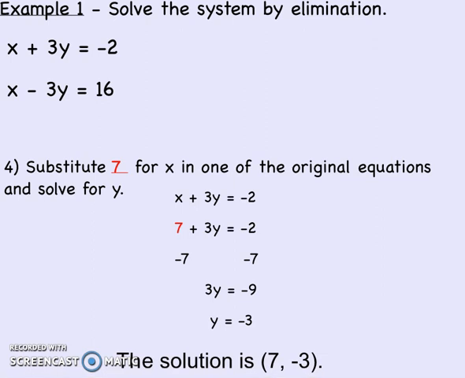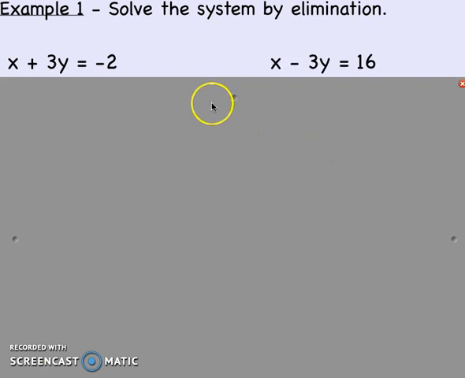So the solution is 7, negative 3. We always want to make sure that our answer is correct, so next I'm going to check. I'm going to take my x and my y coordinates and substitute them into both of the original equations to make sure that they work.